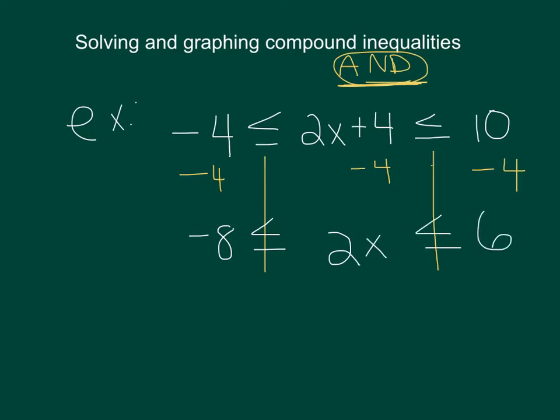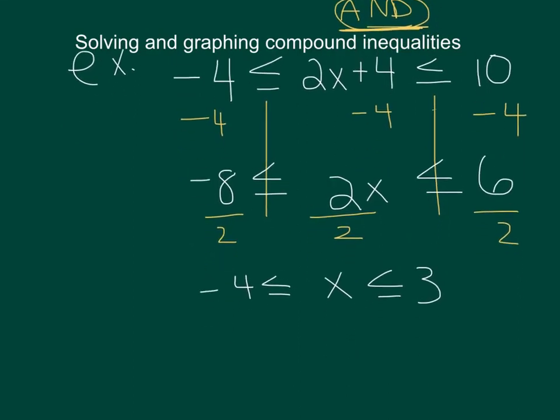My final step is to divide by 2. Because I didn't divide by a -2, I'm not going to flip any inequalities. And I'm going to just have -4 is less than or equal to x, and less than or equal to 3.